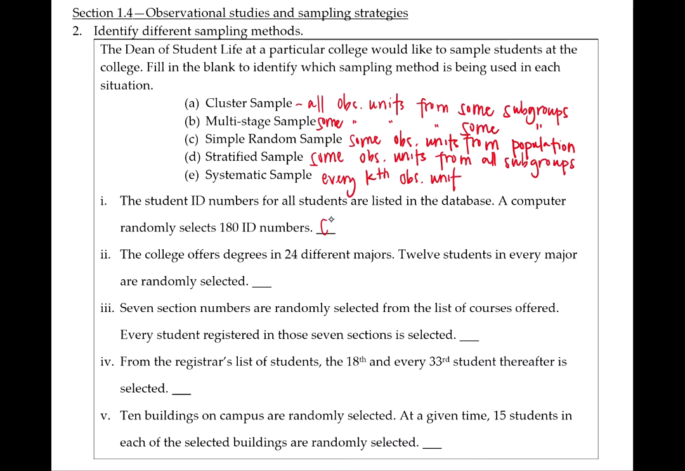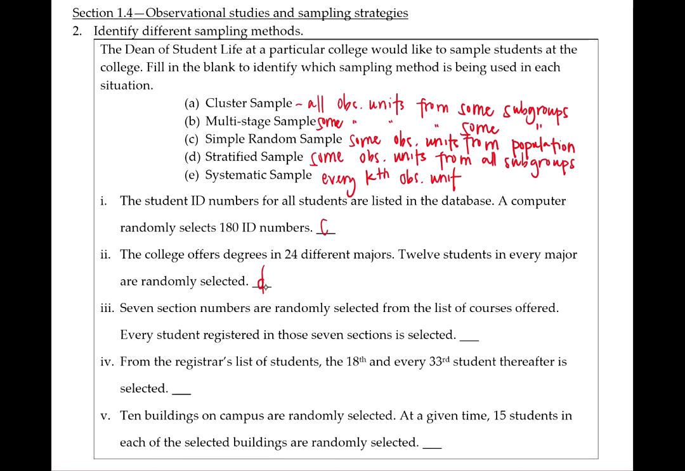Part 2. The college offers degrees in 24 majors. 12 students in every major are randomly selected. So the majors are our subgroups here. And we're going to select some students, 12 of them, from all majors. Some observational units from all subgroups is a stratified sample.